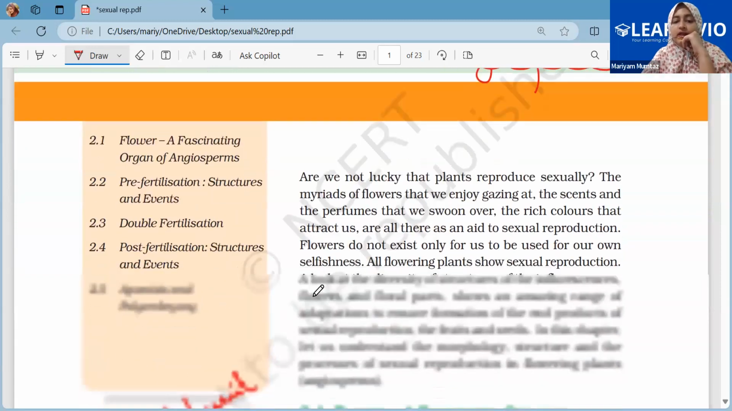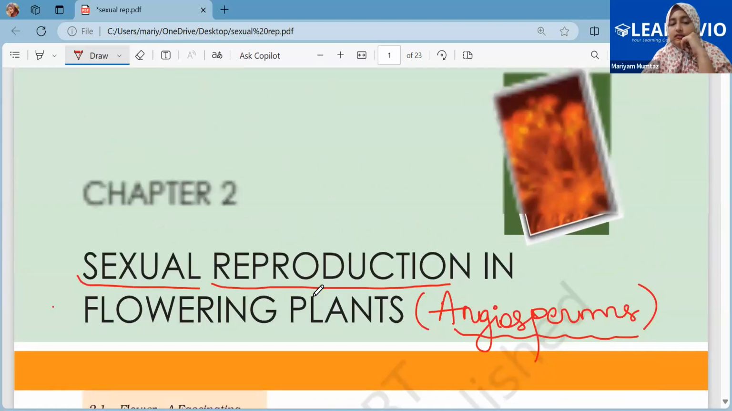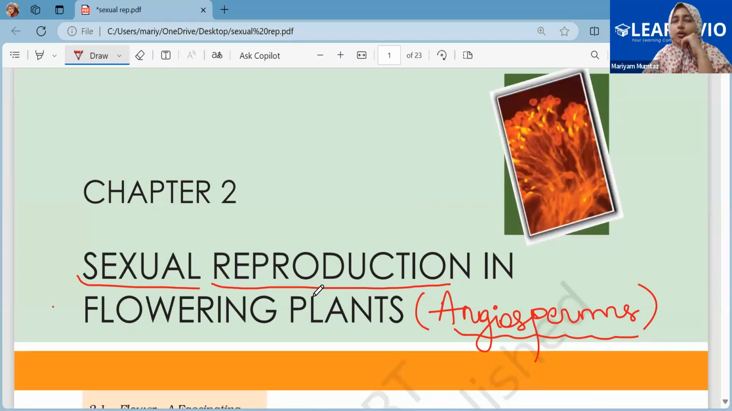Now, in this particular chapter, we're going to divide the whole entire reproduction process into certain groups, or certain events that take place in three stages.